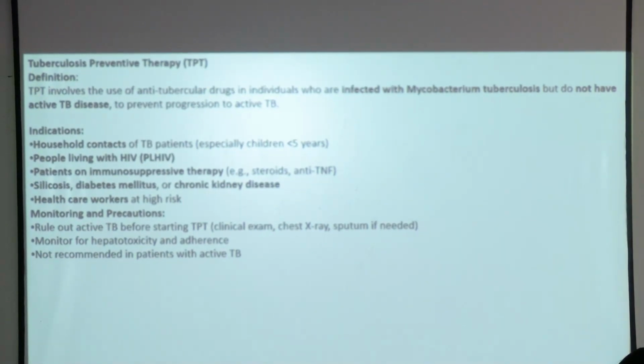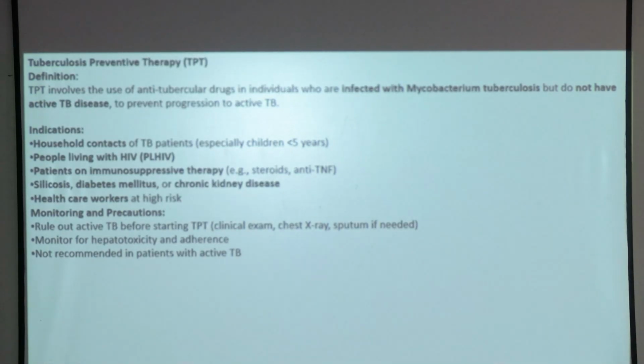Have you read in pharmacology tuberculosis preventive therapy? There are 4 regimens. Mostly used regimens are 6H, that is 6 months isoniazid therapy.